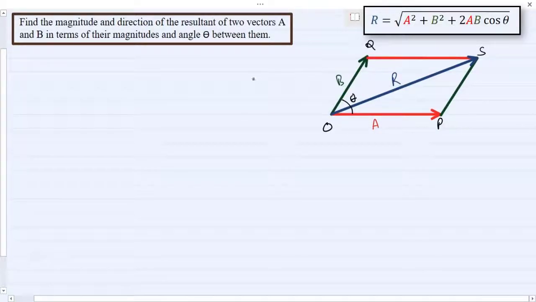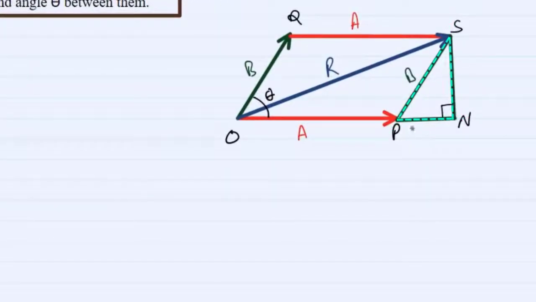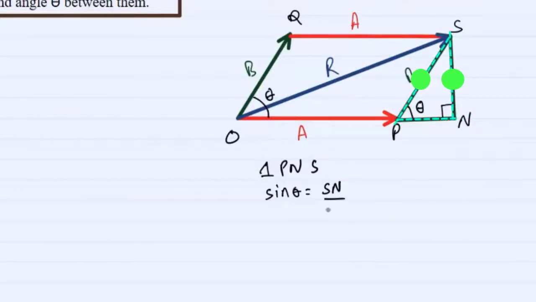Now, before we start the proof, we are going to need the components of B. So let's consider right angle triangle PNS. Now here OQ and SP are the parallel lines. So we can say our angle SPN is theta. So in triangle PNS, sine theta will be the opposite edge SN upon hypotenuse SP. So we will get SN as SP sine theta.